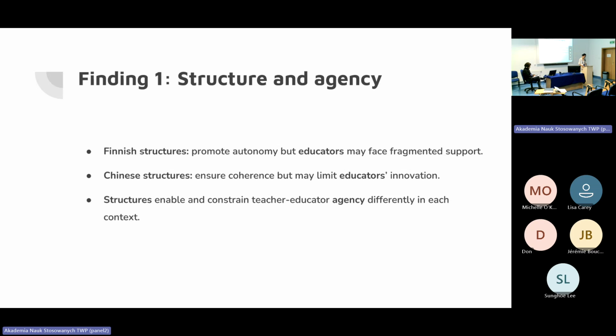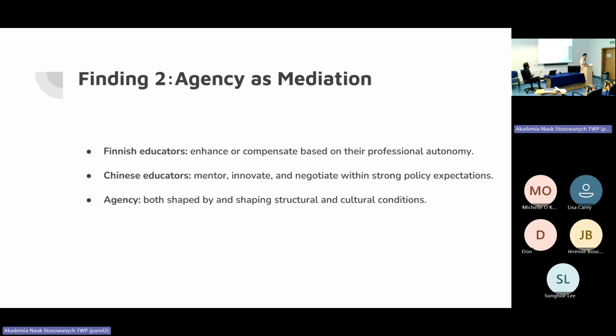Despite these differences, structures in both contexts function as causal powers. They shape but do not determine the field of possible actions. This opens space for agency. Agency in critical realism is emergent. It arises through the interplay between individuals and the cultural structural conditions they inhabit.